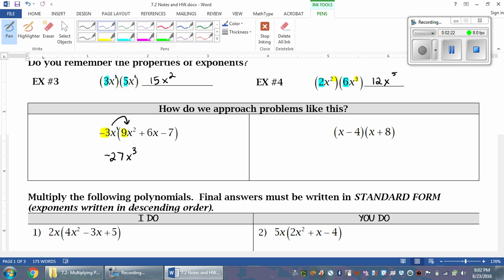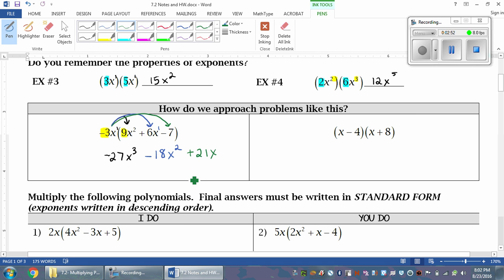All right, let's continue. Let's multiply negative 3x times 6x. First off, it's going to be a negative because negative 3 times 6 is negative 18. Keep the base the same. Again, I have x times x to the first, 1 plus 1 is 2, x squared. Finally, I'm going to multiply negative 3x by negative 7. Be careful, negative times a negative is a positive, 21x.